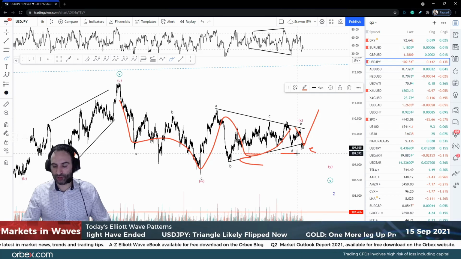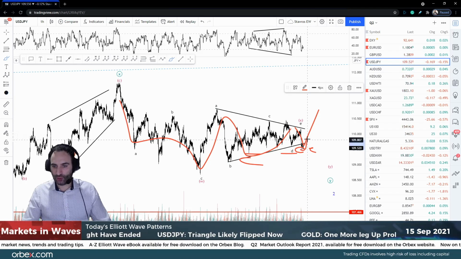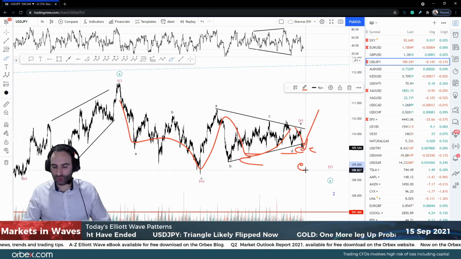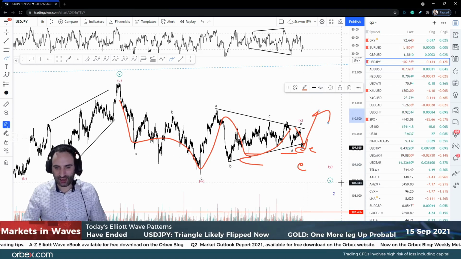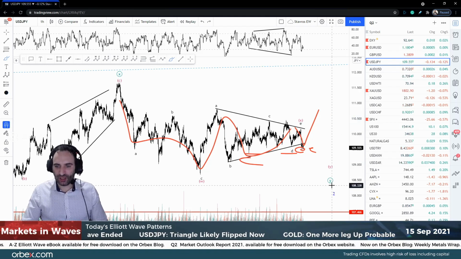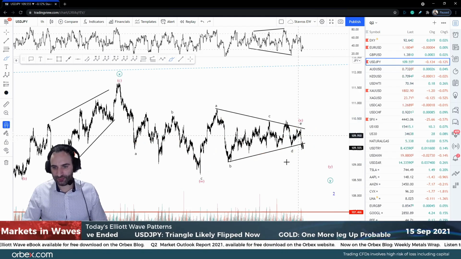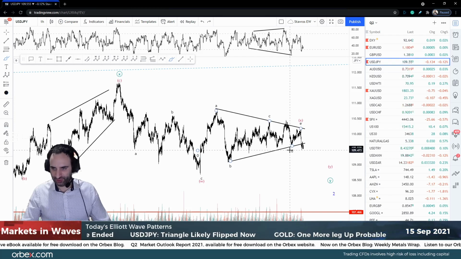So above 109.37, if we go back up, it could be a case where this is still my wave E and the triangle is going to break out to the upside rather than to the downside. However, I changed this now to the alternative simply because the breakout is from the downside first. Okay.